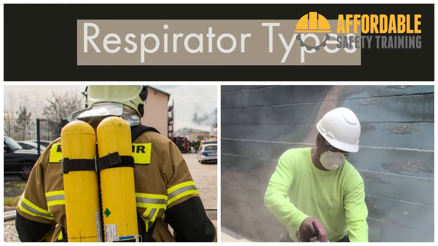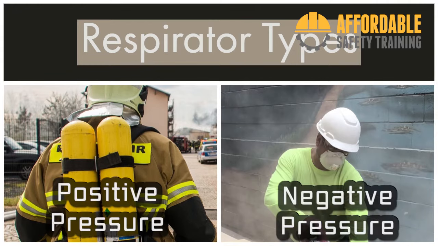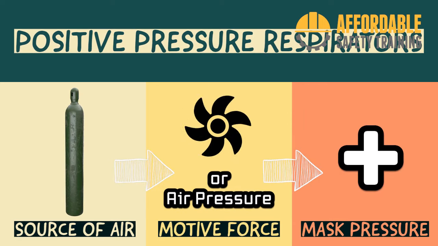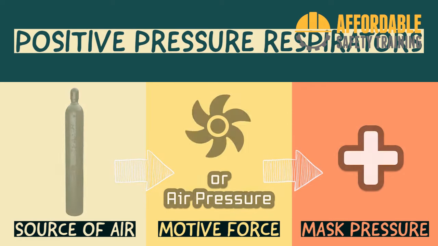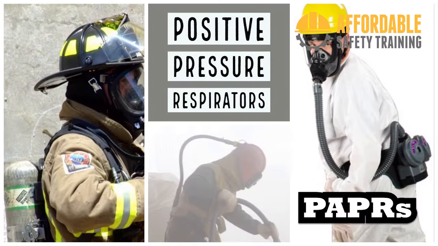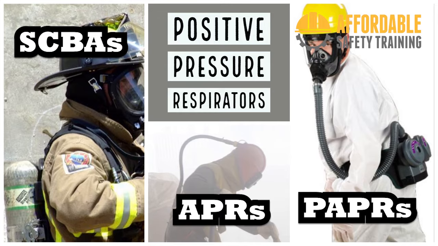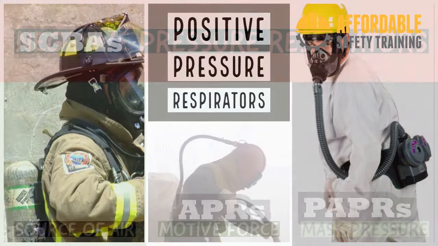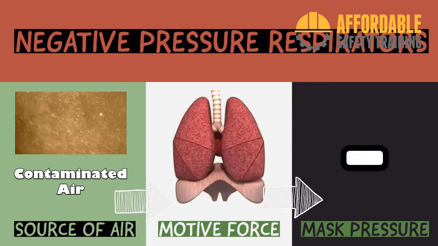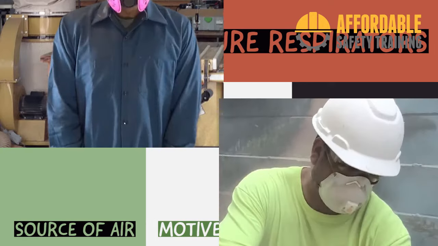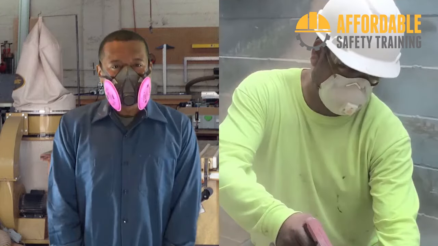Respirators are categorized as positive pressure and negative pressure. Positive pressure respirators draw air into the mask from an air supply, and create a small positive pressure under the mask. Powered air purifying respirators, atmosphere-providing respirators, and SCBAs are examples of positive pressure respirators. Negative pressure respirators use the force of the user's breath to draw in air, and create a small negative pressure inside the mask. Air purifying respirators and disposable masks are negative pressure type respirators.